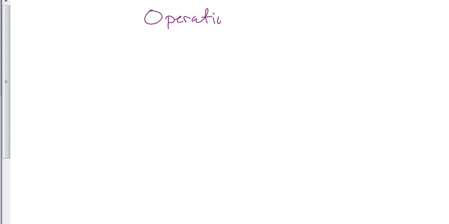Okay, operations on functions. This is the intro, and tomorrow it's composition of functions, so a couple of days on some function stuff. You're all familiar with those.